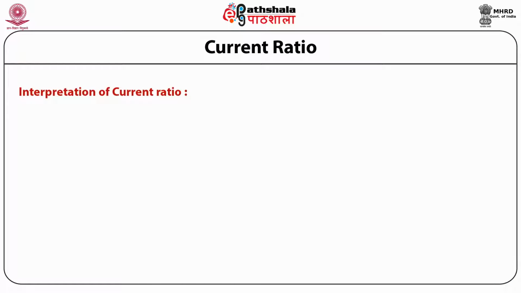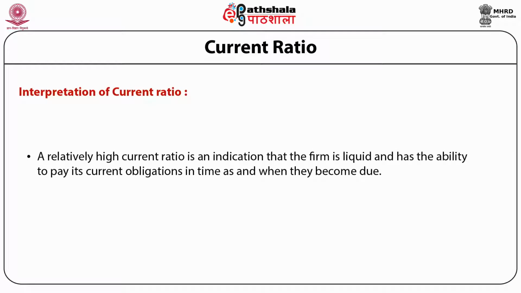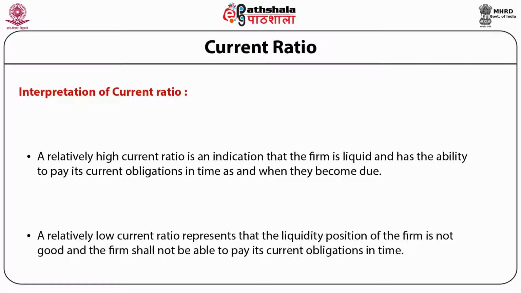Interpretation of current ratio. A relatively high current ratio is an indication that the firm is liquid and has the ability to pay its current obligations in time, when they become due. A relatively low current ratio represents that the liquidity position of the firm is not good and the firm shall not be able to pay its current obligations in time.